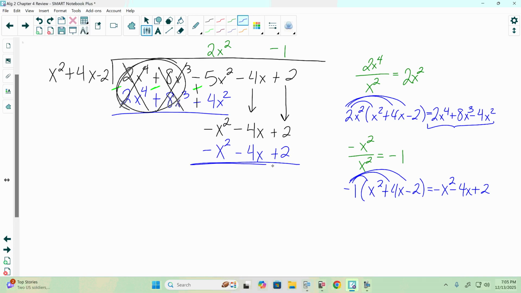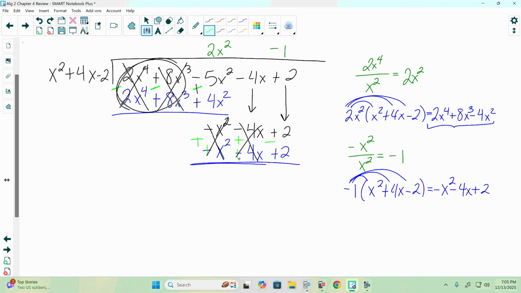Interesting, it looks like they're the exact same, so this will probably simplify to 0. Let's see. Negative x squared minus negative x squared. Well, the negative and negative make a plus, telling us negative x squared plus x squared is indeed 0. 4x minus negative 4x. Well, our negative makes a plus, so negative 4x plus 4x is indeed 0.